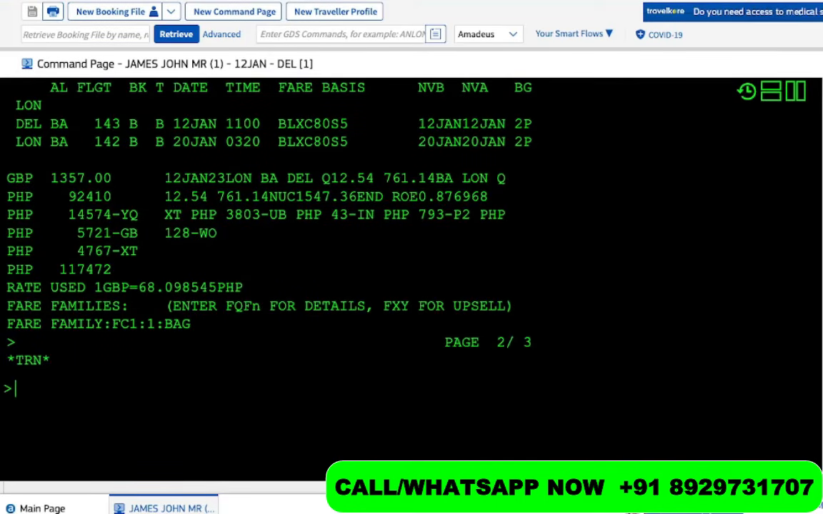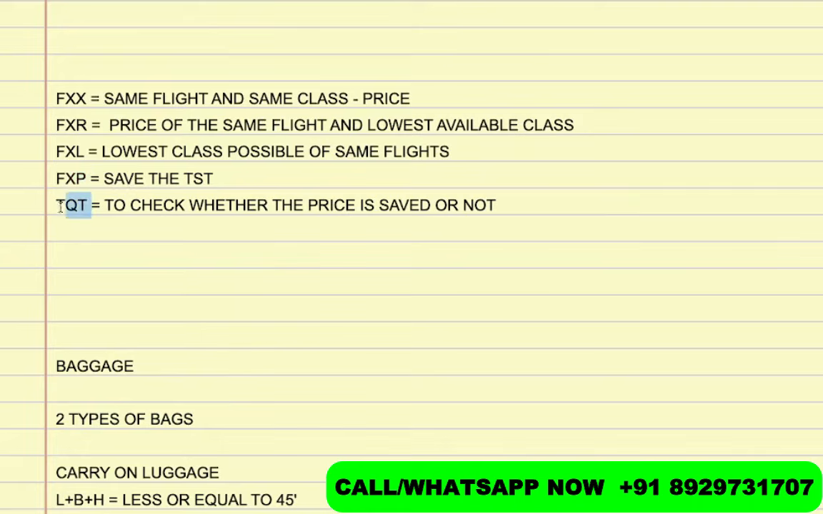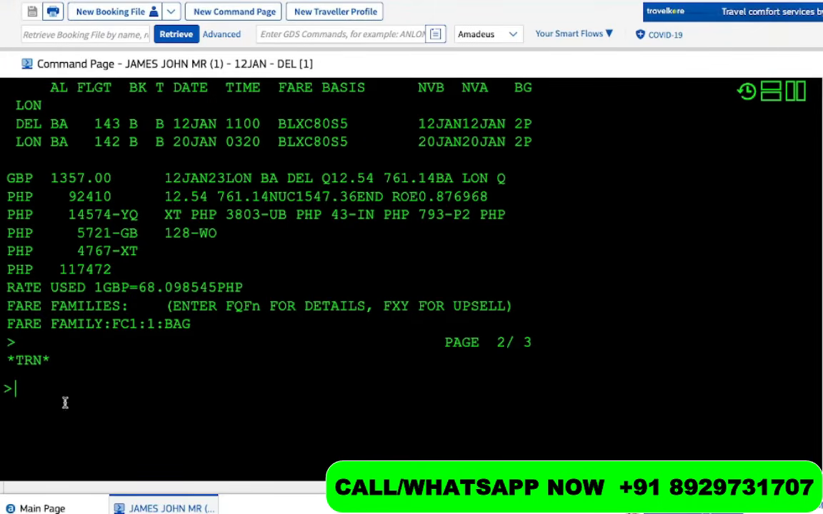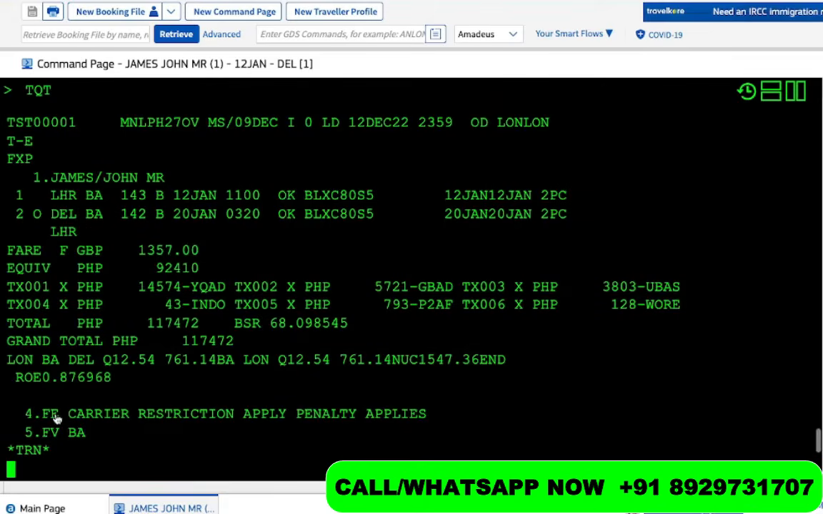Now if you see, we did this command TQT, which tells us whether the price is saved or not. So let's do TQT and check if the price is saved, and yes, it is saved. It looks very similar to the ticket image.